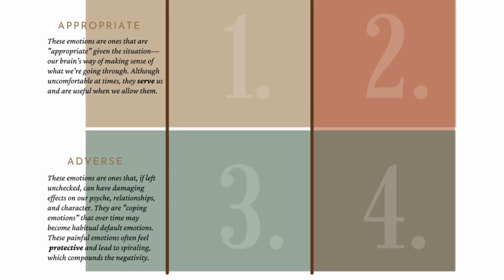Row 2 is adverse. These emotions are ones that, if left unchecked, can have damaging effects on our psyche, relationships, and character. They are coping emotions that over time may become habitual default emotions. These painful emotions often feel protective and lead to spiraling, which compounds the negativity.